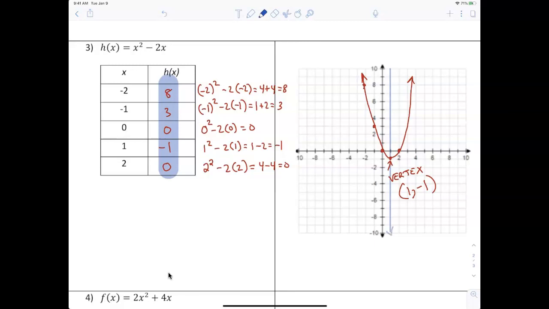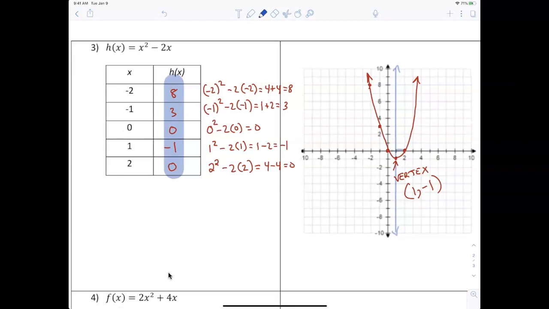All right, there's my axis of symmetry. And you notice I'm correct here because if I match this distance here, that distance is the same as there. And if you look up here, that point right there is 2 units away from the axis of symmetry, so that appears to be accurate. So we could say our vertex is (1, -1). Our axis of symmetry is x equals 1.